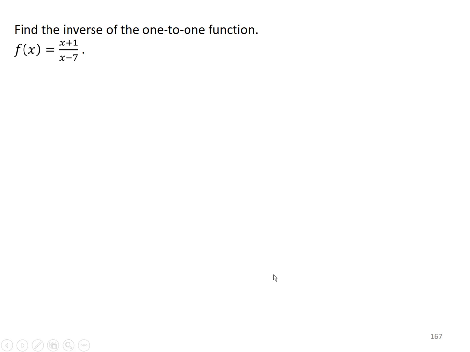For our final example, find the inverse of the one-to-one function. Now, we are told this one is one-to-one, so we don't have to concern ourselves with that, but it's f of x equals, and we have a numerator of x plus 1 and a denominator of x minus 7. So the first thing I will do is replace f of x with y, so that I have y equals numerator x plus 1 divided by denominator x minus 7. Second, I will replace y with x and x with y, so that this is x equals numerator y plus 1 over denominator y minus 7.